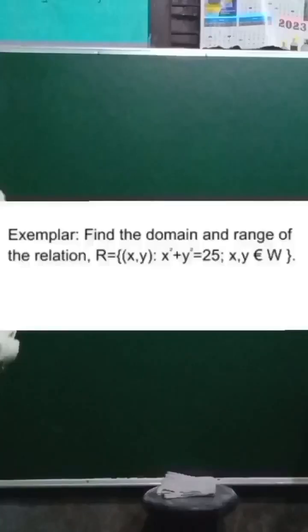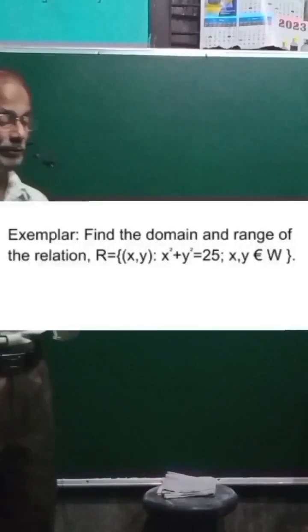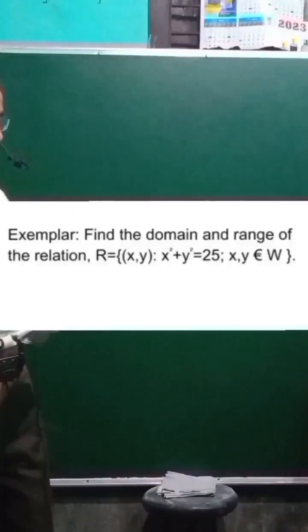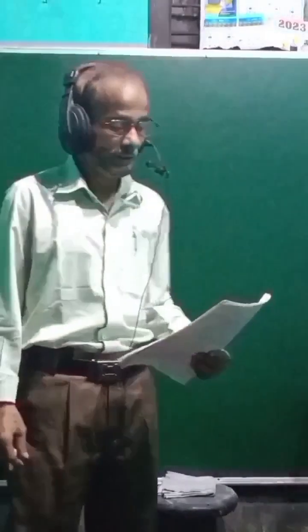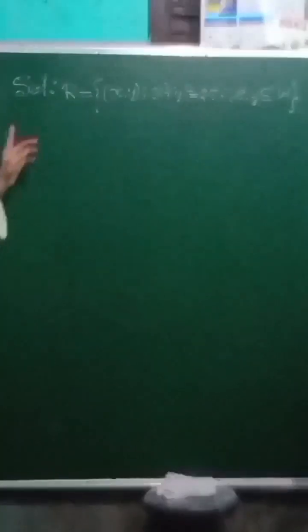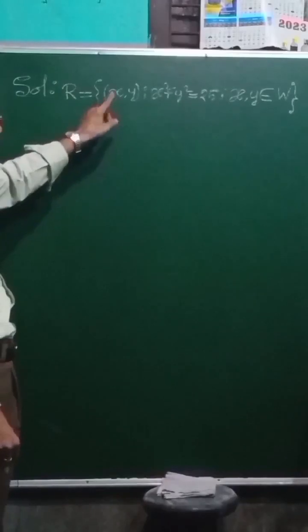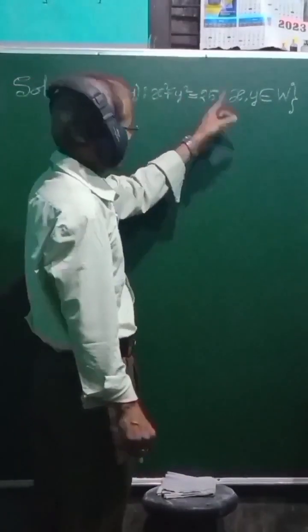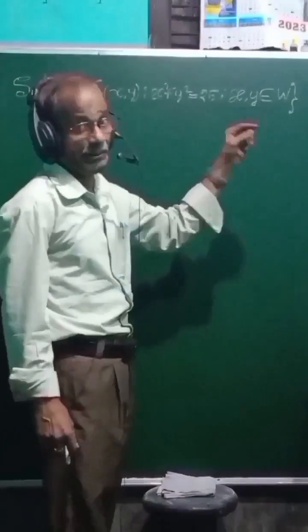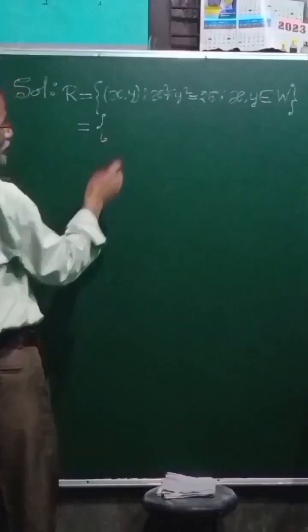Find the domain and range of the relation R = {(x, y) such that x² + y² = 25, where x and y belong to the set of whole numbers}. You see your solution: R is equal to the ordered pairs (x, y) such that x² + y² = 25, whereas x and y must belong to the set of whole numbers W. I am converting this relation into another format.